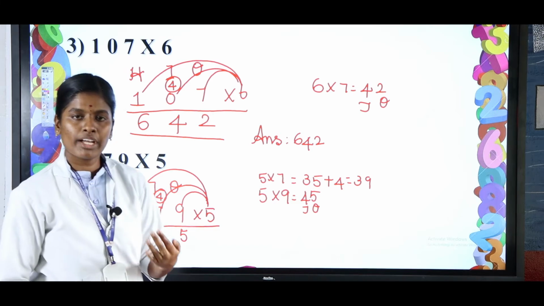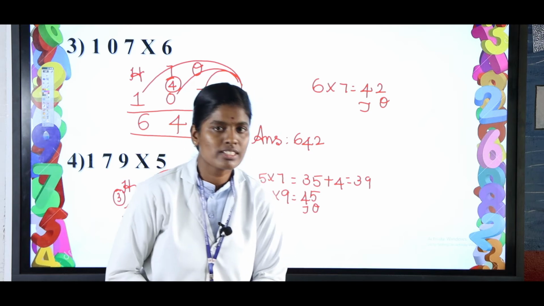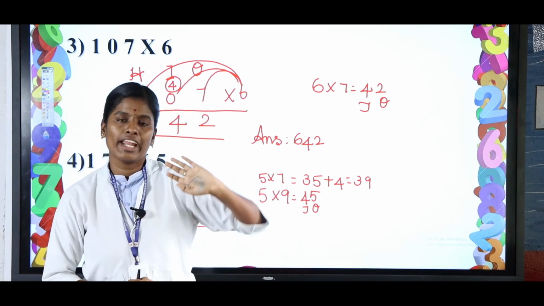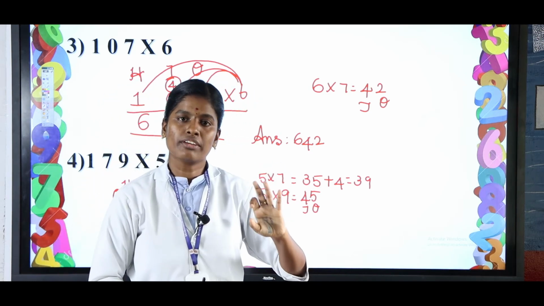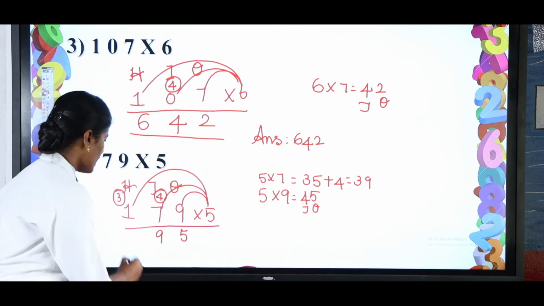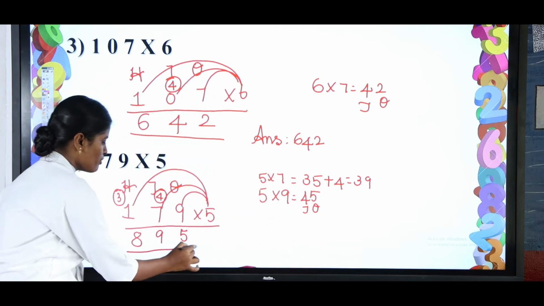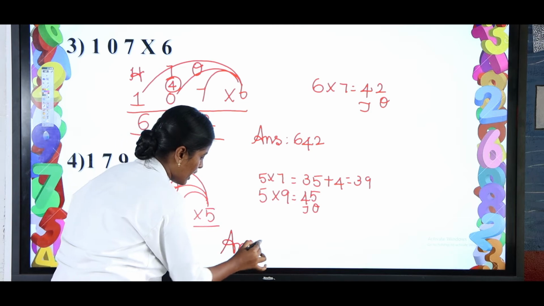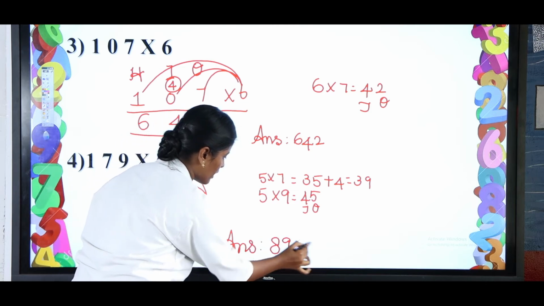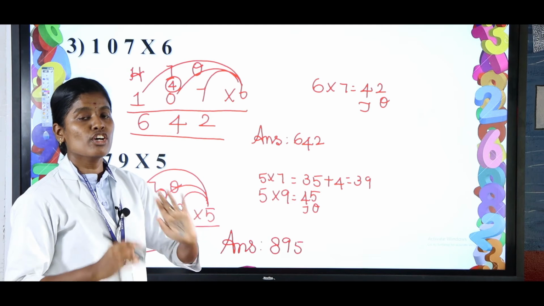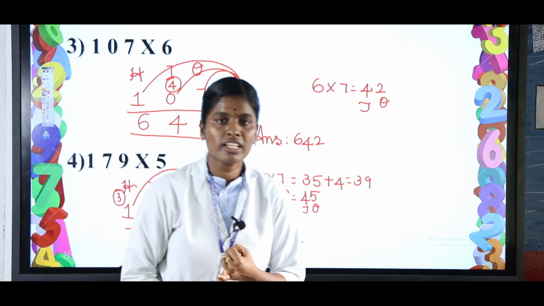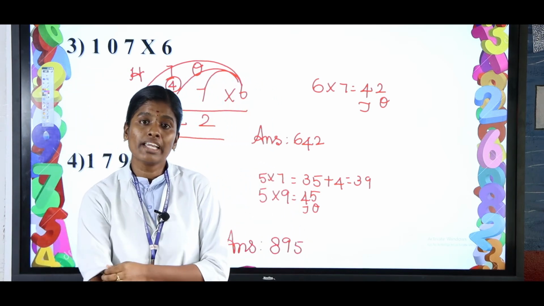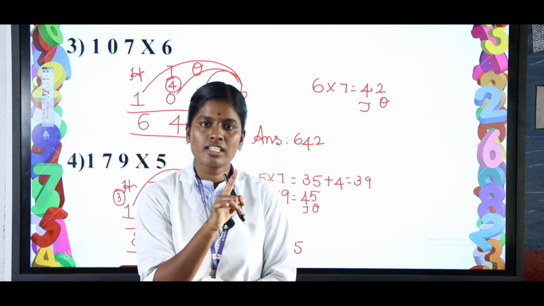Now you take 5 ones are. What is the answer? 5 ones are 5 and already we have the carry 3. So 5 plus 3, the answer is 8. So finally write the answer, 895.